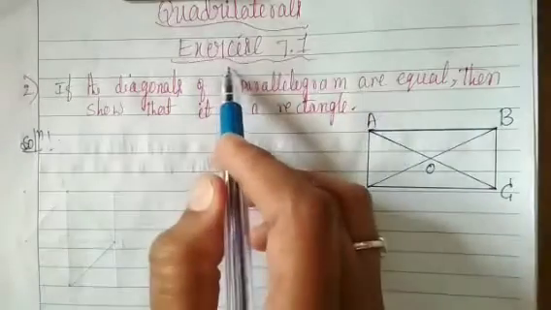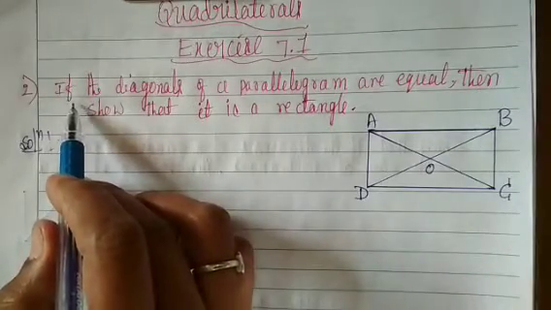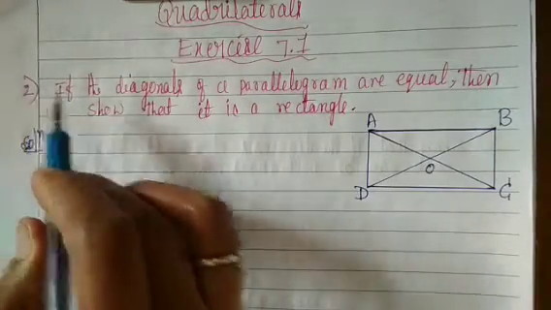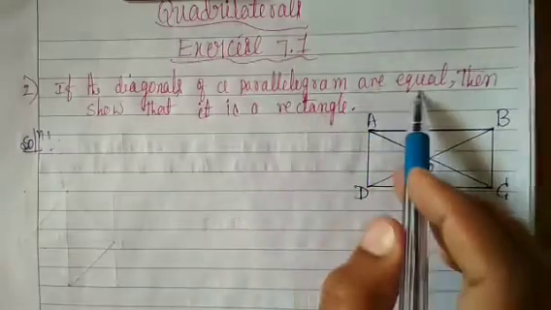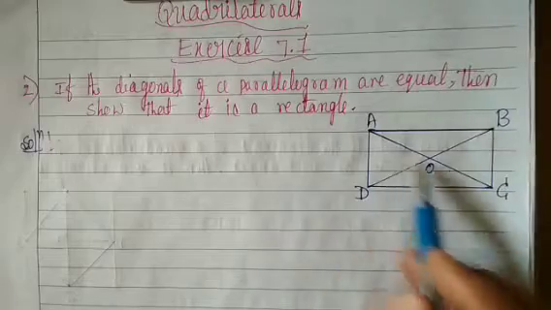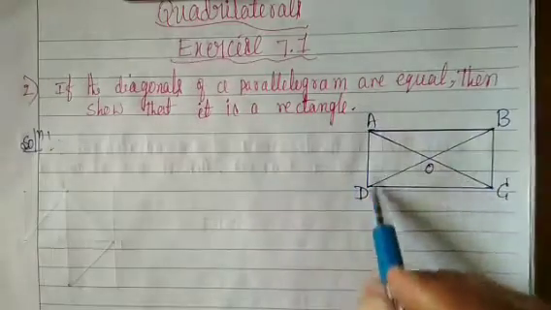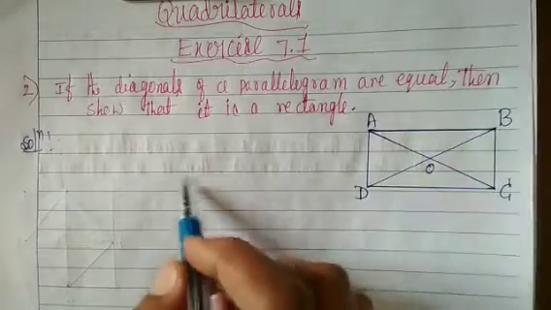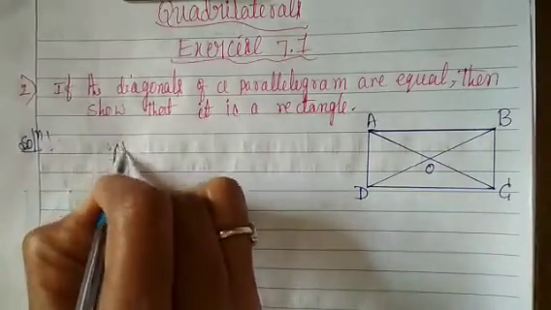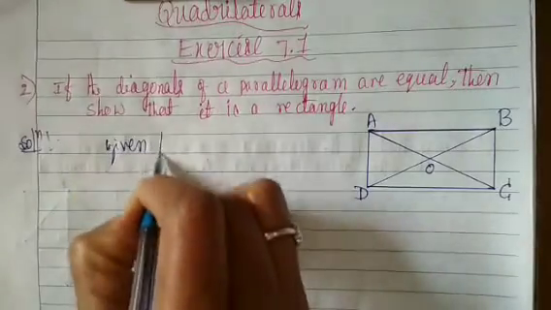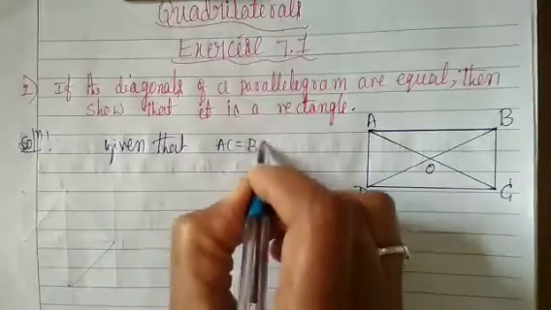Quadrilaterals, exercise 7.1, the continuum part, problem number 2. If the diagonals of a parallelogram are equal, then show that it is a rectangle. So, first, given that AC is equal to BD.